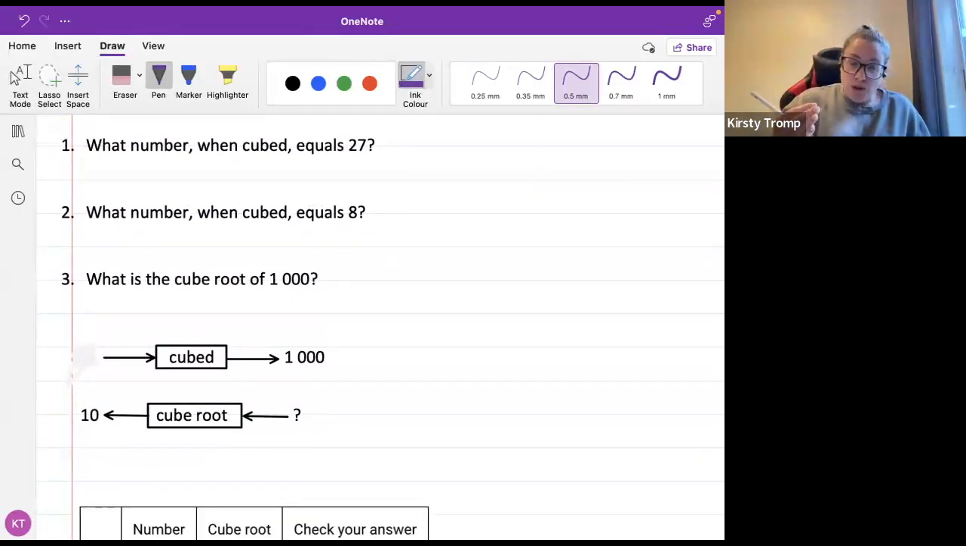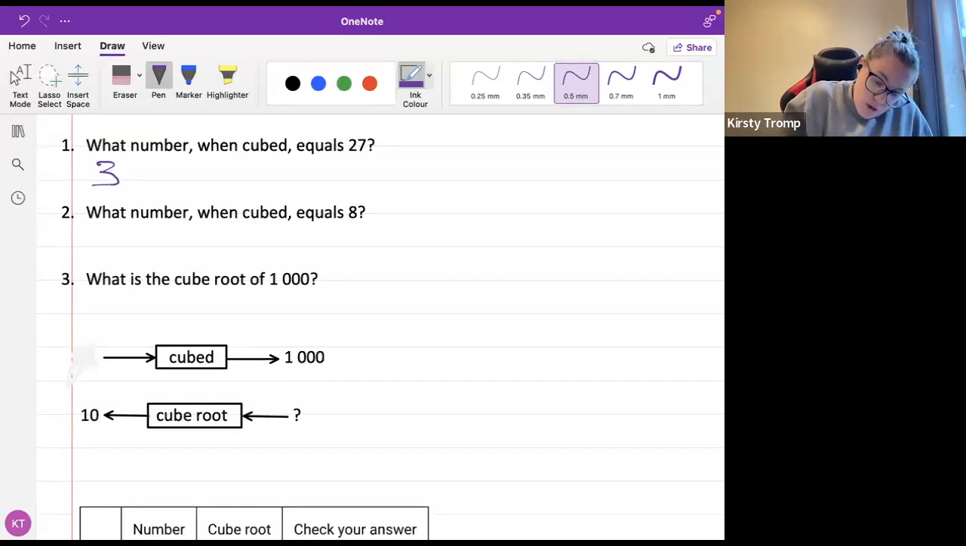This here in grade 7, what are we doing? We're doing squares and we're doing cubes. So what number when cubed equals 27? Now remember, we're going to keep it going. What number when cubed equals 27? You are right. The answer is 3.